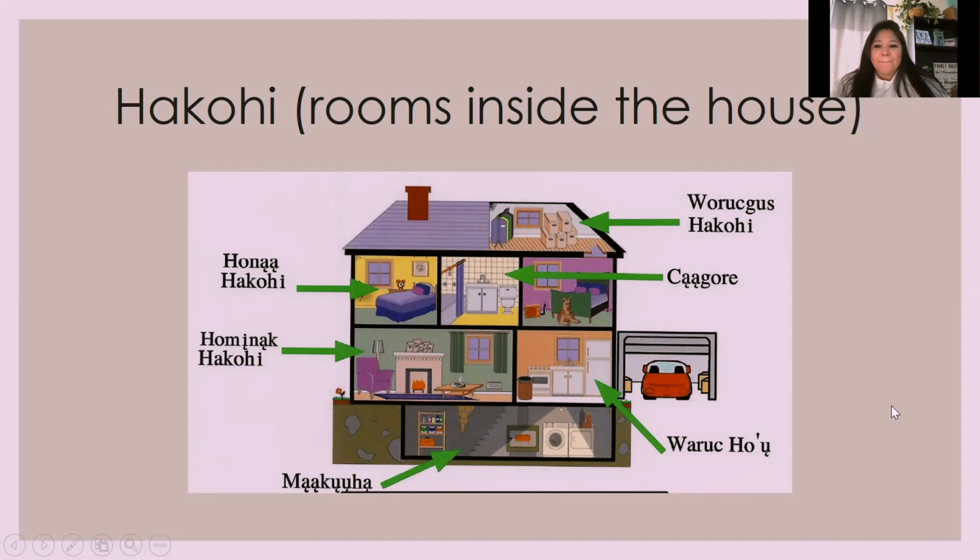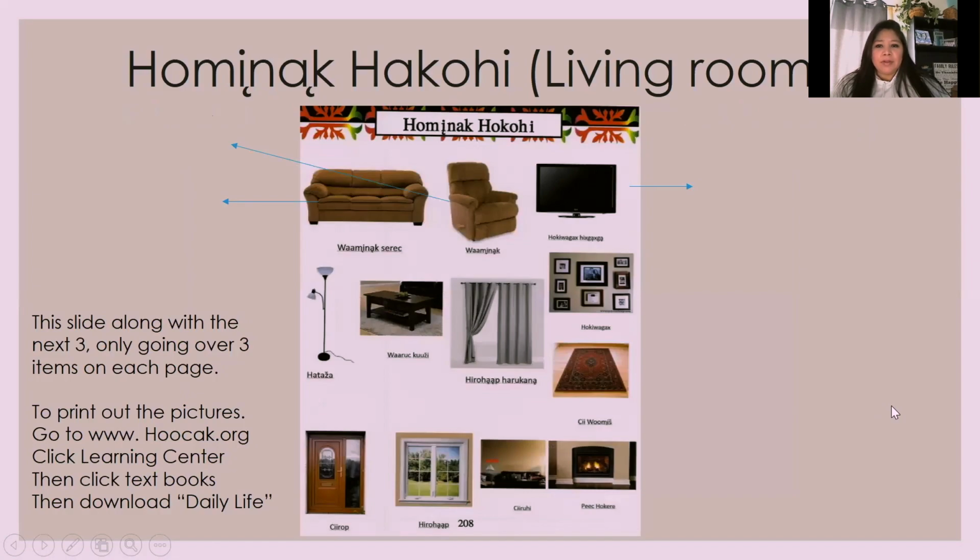All right. Now I'm going to go over some items within each of those rooms, and I'm only going to go over 3 of them. There's going to be 3 slides, so 4 slides total, but for each slide I'm just going to go over some of the basics that you would usually have in a living room, in a kitchen, in a bedroom, in the changare, okay? If you want to print out these PDFs, you'd go to www.hochunk.org. You click on the Learning Center, then you click on textbooks, and then you download the daily life PDFs. And this is on page 208 in that daily life PDF.